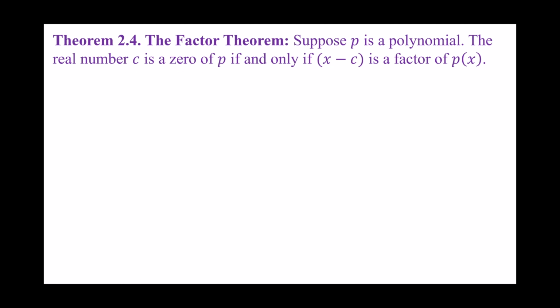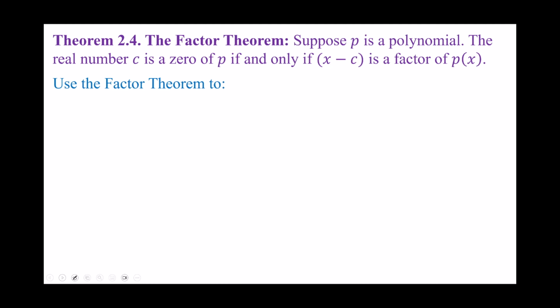Another theorem, the factor theorem. Suppose P is a polynomial. The real number C is a 0 of P if and only if x minus C is a factor of P. We've talked about this a little bit before, but now we're going to formalize this as a theorem. If a real number C is a 0, then x minus C is a factor.